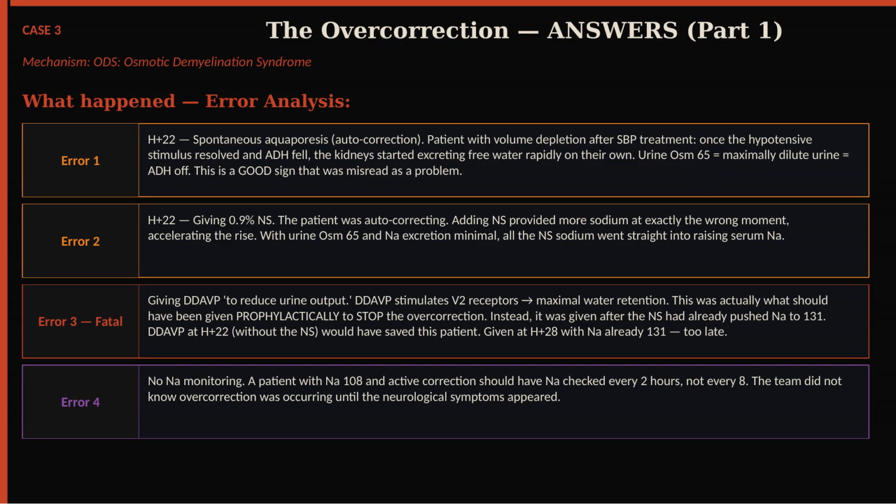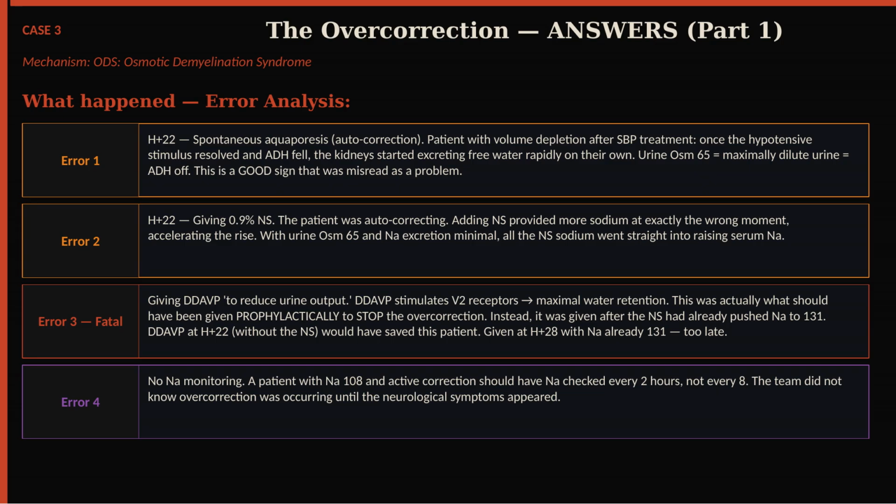Error 2, giving normal saline into that moment. The patient was already autocorrecting. Adding sodium when the urine is maximally dilute means essentially all of that sodium goes straight into raising the serum level, pouring accelerant on a fire.